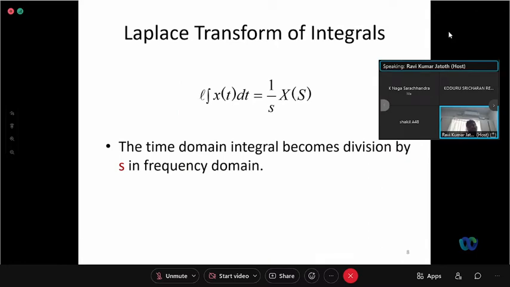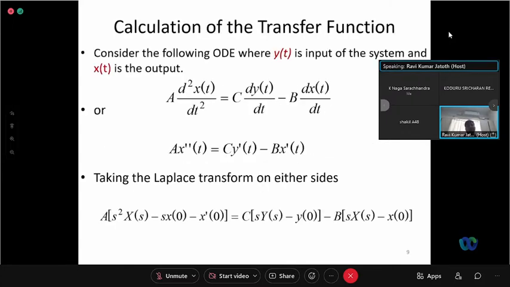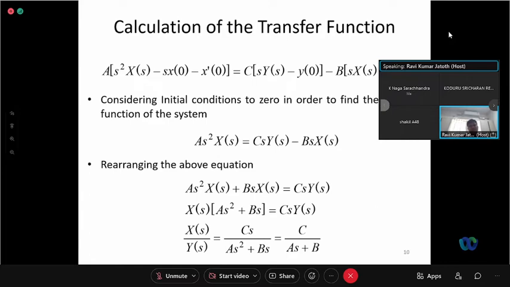Correct? So now Laplace transform of integrals. The time domain integral becomes division by S in frequency domain, that we know. And calculation of transfer function means, this is what we can do. A S square X of S minus S X of 0 minus X dot of 0 is equal to C S phi of S. This is how we can do, and then we can get the transfer function.